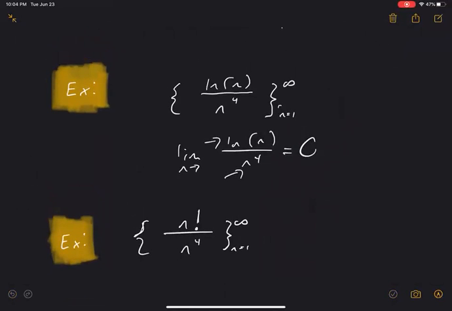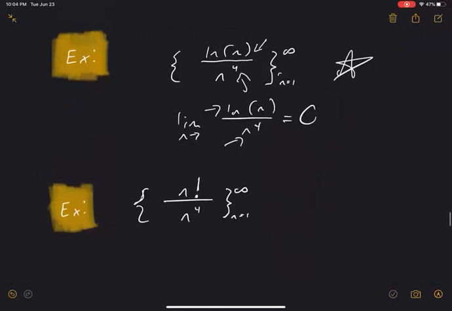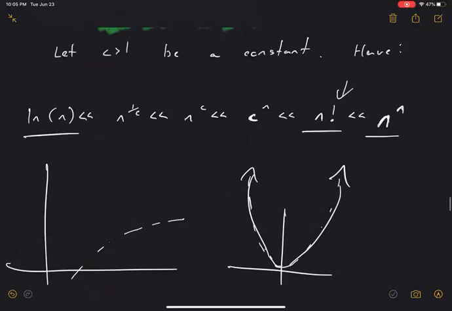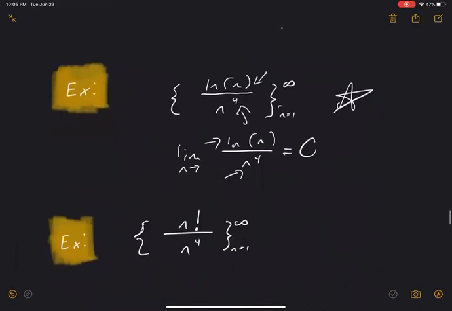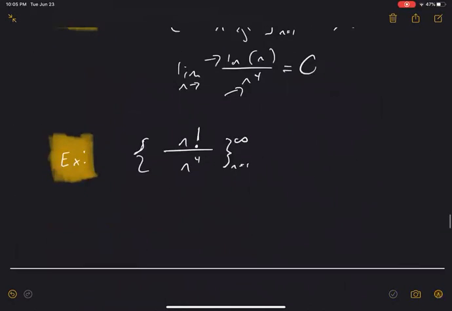All right, so we talked about this one. This limit is equal to 0. This grows slow, this grows fast. What about n factorial? Well, we don't even need to know too much about how n factorial works. We just go up to our hierarchy of functions. I have n factorial here, and I'm dividing by n to the 4th, which would be in here. So I'm dividing a fast growing thing by a slow growing thing, so that should go to infinity.